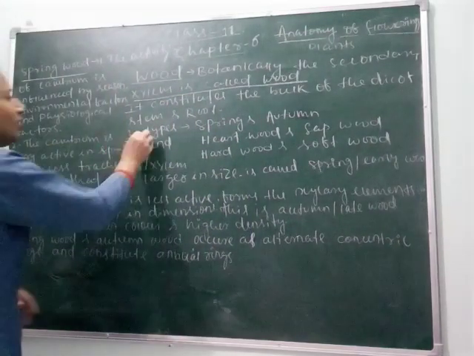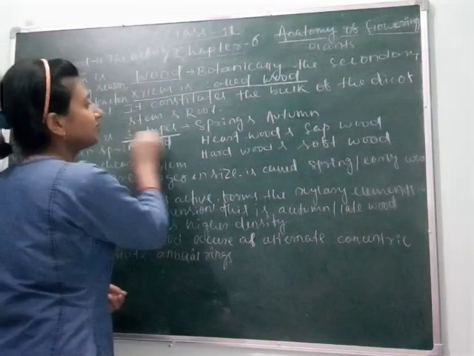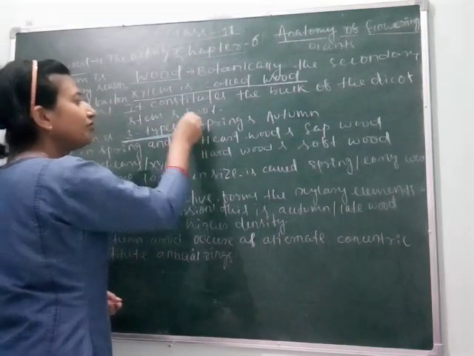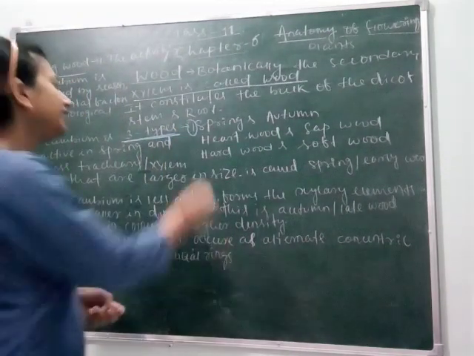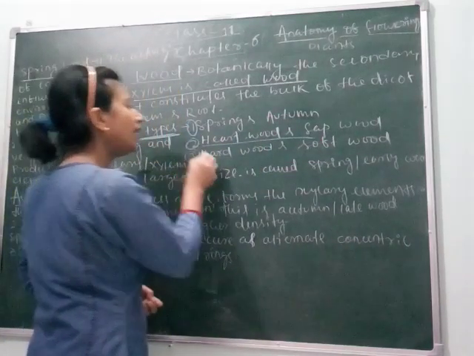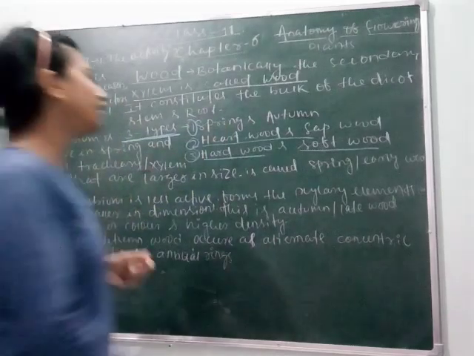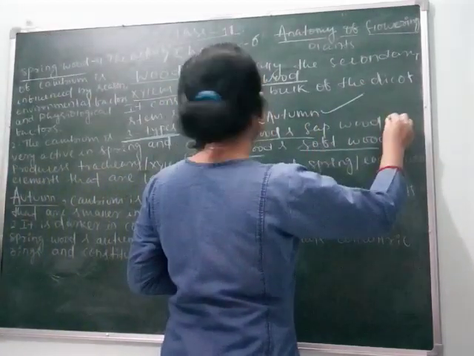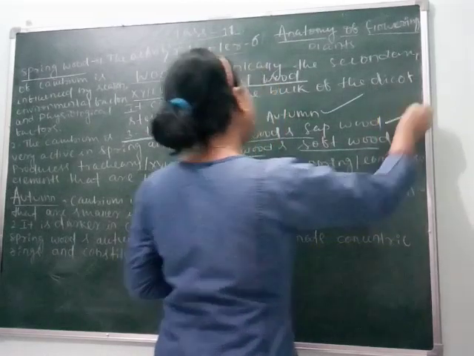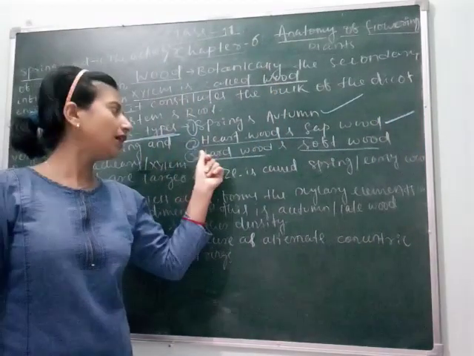Again, wood is of three types. Clear? Three types. First is spring wood and autumn wood. Second is hardwood and sharpwood. And third is hardwood and softwood. Out of these three, only two are in your NCERT book. One is spring and autumn, and another is hardwood and softwood. This one I will tell you about hardwood and softwood.